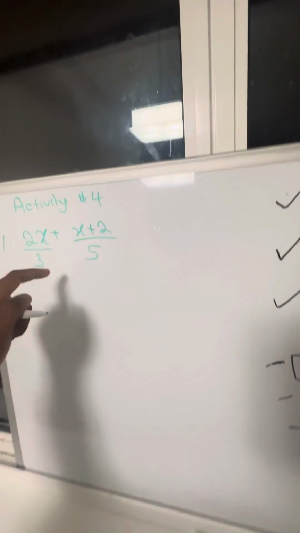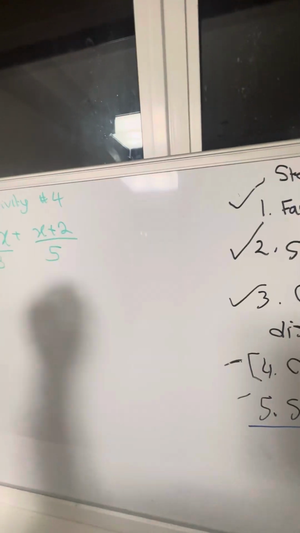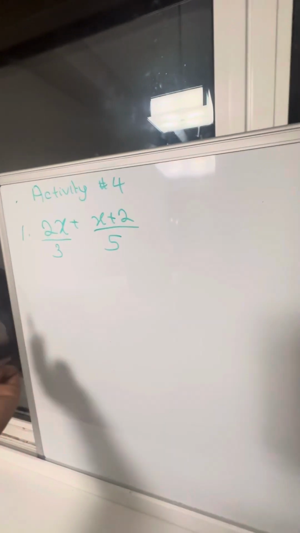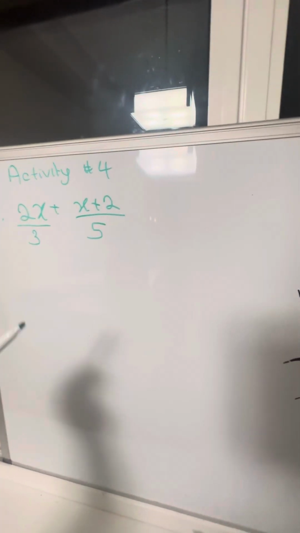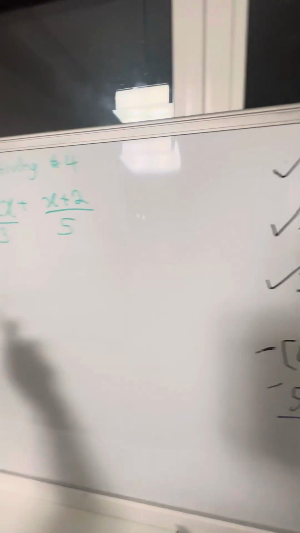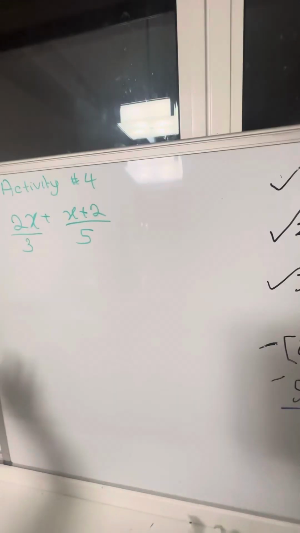Okay, I believe this is activity number 4, like yesterday's. This is the first question. So first you have to factor the denominator. You can't factor 3 and 5, you just can't factor it. After, you want to state the non-permissible value. Again, there's no non-permissible value because there's no x and you can't factor it.